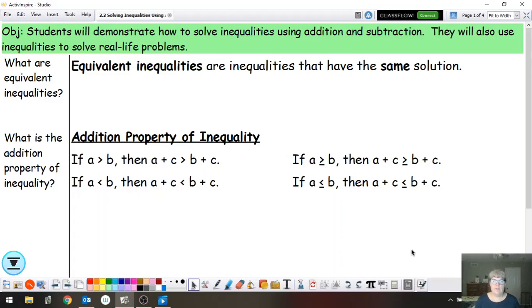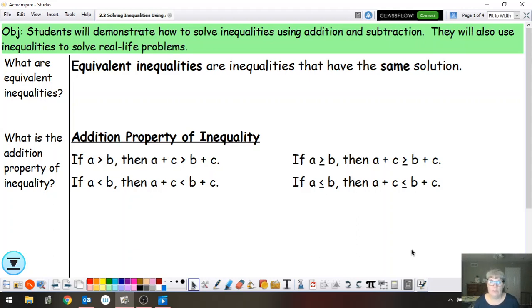Hi, it's Mrs. Scarple, and last chapter, chapter 1, we were solving equations. So in this chapter, we're going to be solving inequalities. Just to let you know, equivalent inequalities are inequalities that have the same solution.